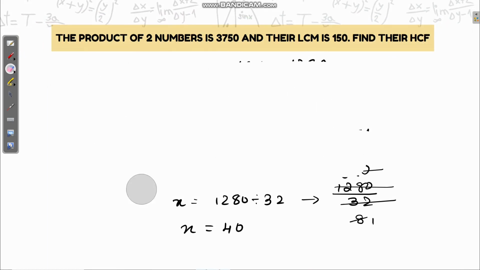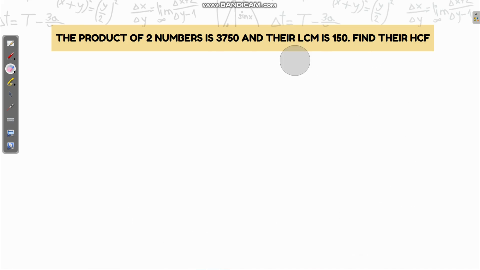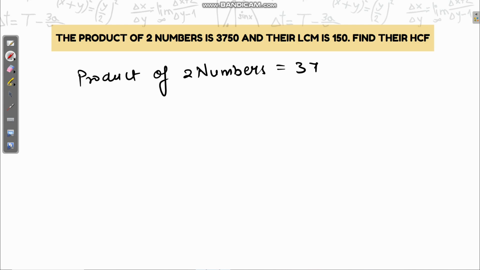The product of two numbers is 3750 and their LCM is 150. So what is unknown in this case is HCF. So just write down whatever you know. The product of two numbers is already given, that is 3750. The LCM is given to us, that is 150. HCF we have to find, that's question mark.